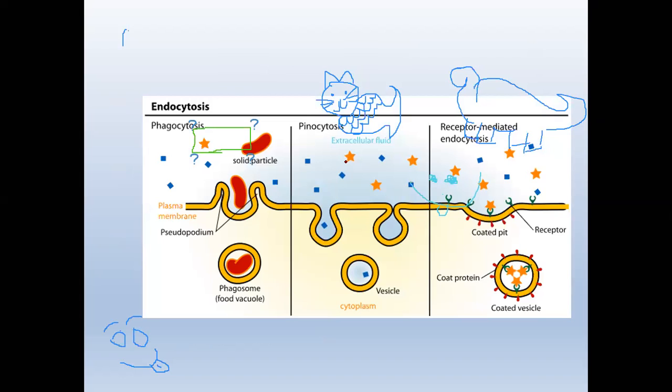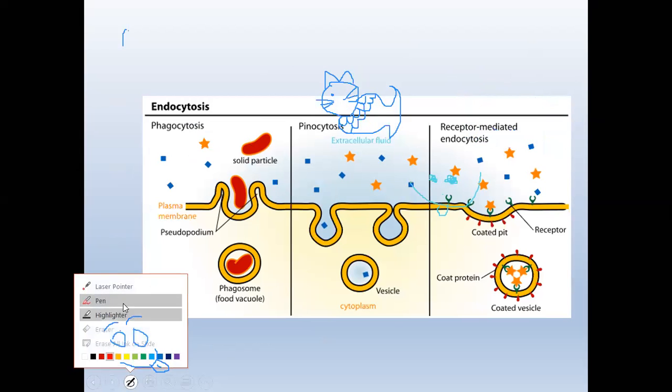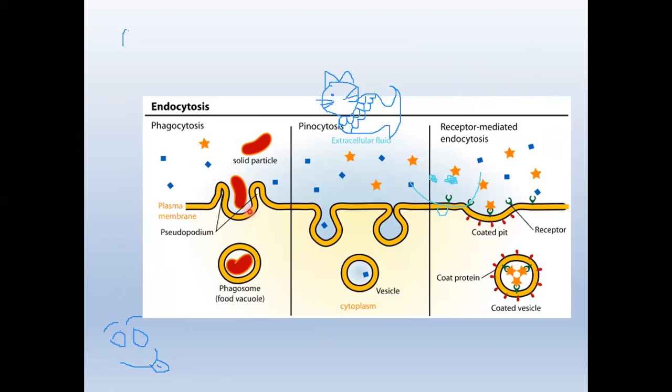Here I've got a picture. Here I have phagocytosis. So here I have a particle, and it's going to come down to the cell membrane. The cell membrane is going to wrap around it, forming a vesicle or a vehicle, and pull it in. Pinocytosis works the exact same way. The difference is that this is now liquid instead of solid.